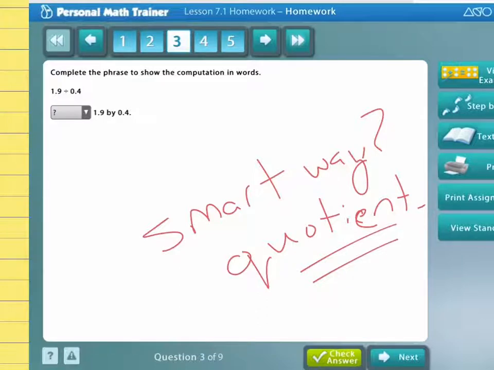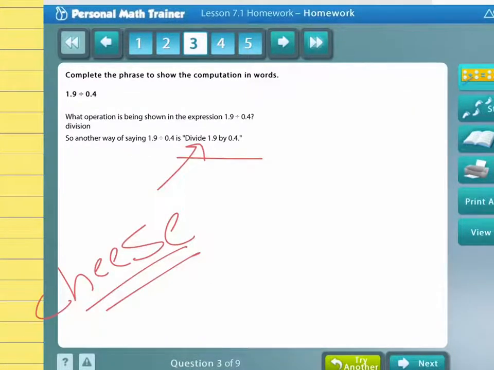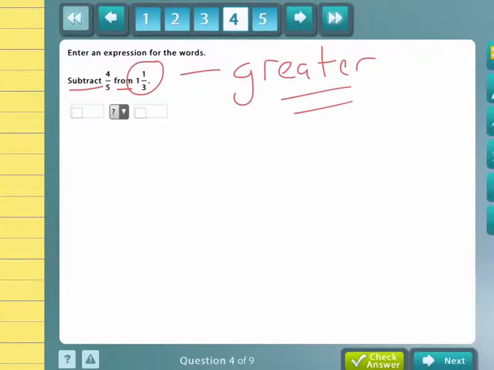Question number 3. Complete the phrase to show the computation in words. Well, that's division. So you would say divide 1.9 by 4. Or a smarter way to say it is what is the quotient of 1.9 and 4? Think Central says divide 1.9 by 4 is the correct answer to the question.